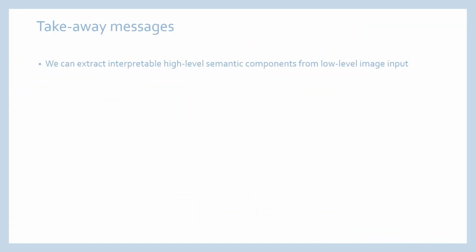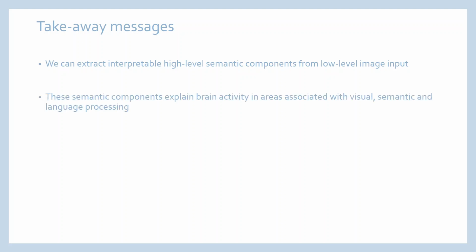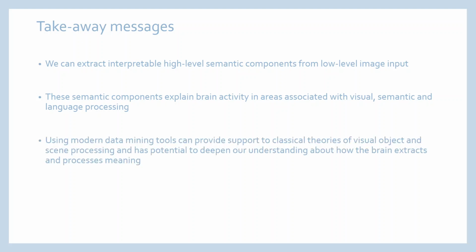In this study, we show that using a combination of computer vision and natural language processing tools, we can extract interpretable high-level information from low-level perceptual input. This high-level semantic information explains brain activity in areas associated with visual, semantic, and language processing. Overall, we show that using modern data mining tools can provide support to classical theories of visual object and scene recognition and has potential to deepen our understanding about how the brain extracts and processes meaning.